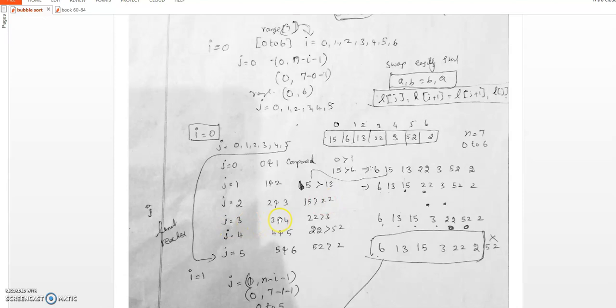When j equals 3, the 3 and fourth values are compared. So it is greater, so it has to be swapped. After swapping, that is available. Then when j equals 4, 4 and 5 will be compared.